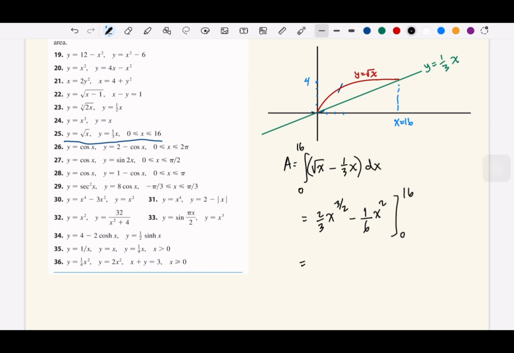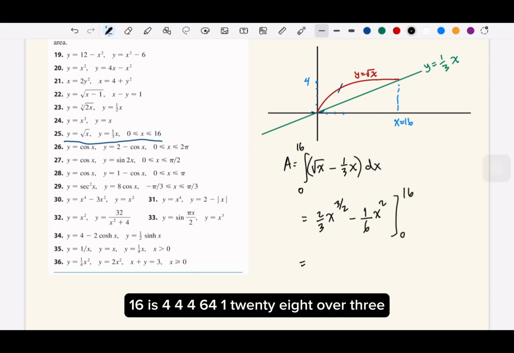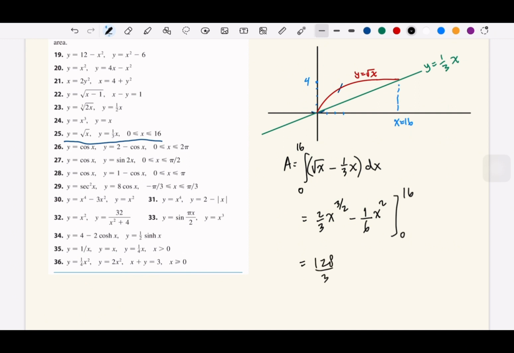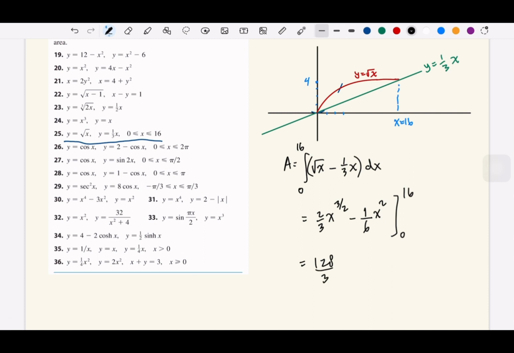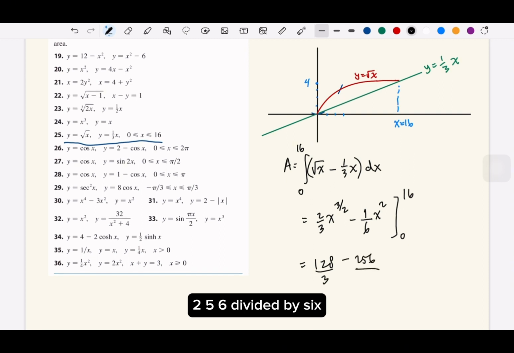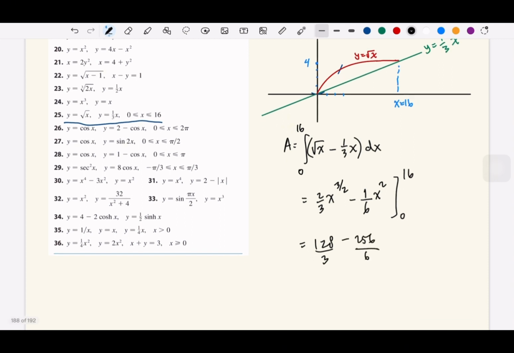Yeah. 16 is 4, 4, 4, 64, 128 over 3. So 16 and 16 is what? 256, right? 256. 256 divided by 6. Is it correct?